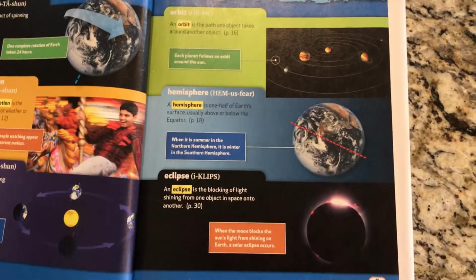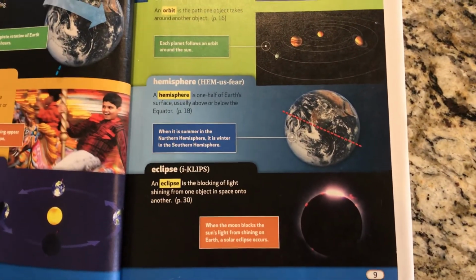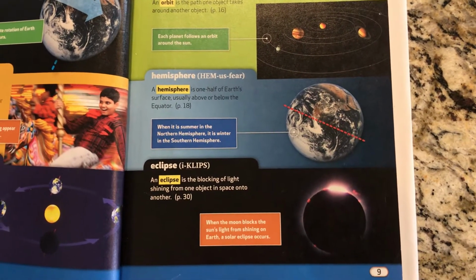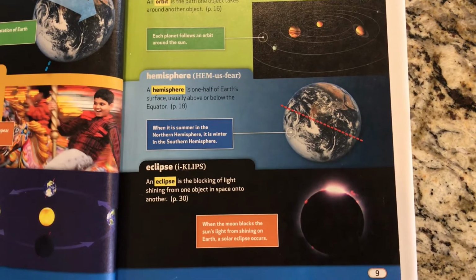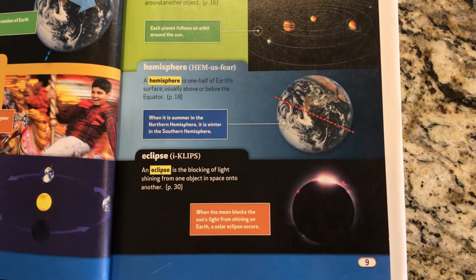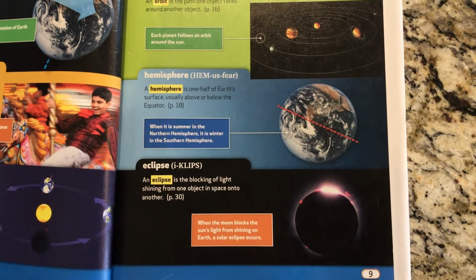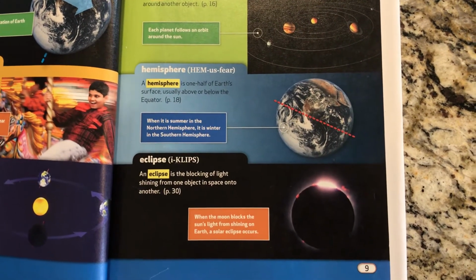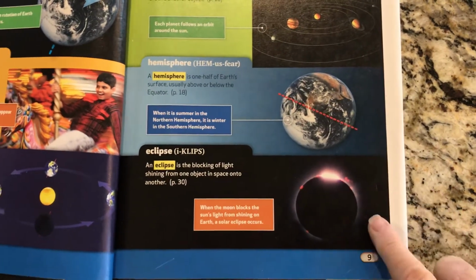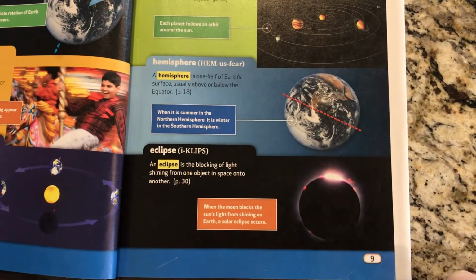Here's another word, eclipse. An eclipse is the blocking of light shining from one object in space onto another. When the moon blocks the sun's light from shining on Earth, a solar eclipse occurs. And if you remember, I got to see a solar eclipse a couple years ago in Kentucky.